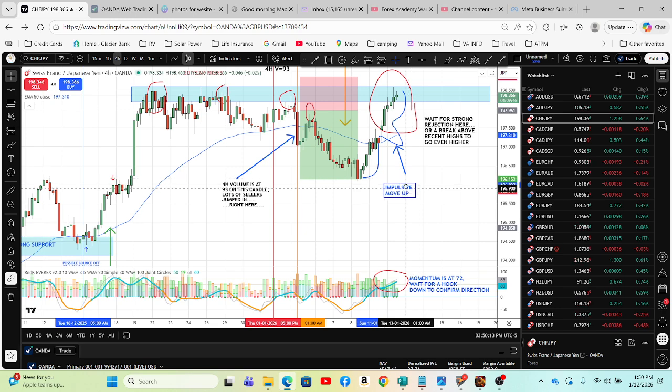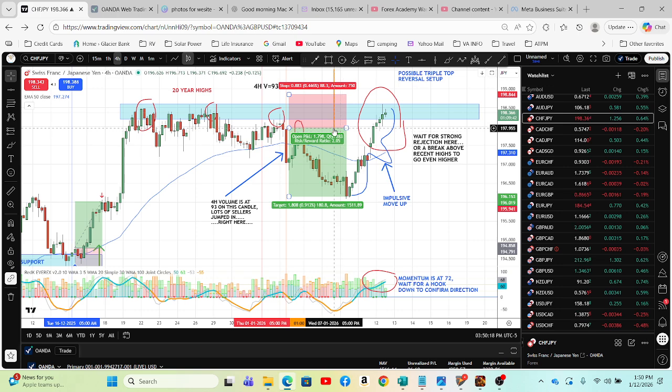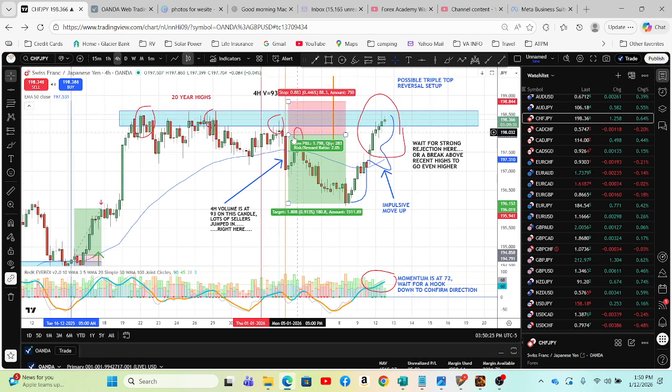And let's see. Okay. So here's another one, almost the same thing. We've got a quad top, but I just go with triple tops on all this stuff. There could be 5 touches up here. I'll still call it a triple top.